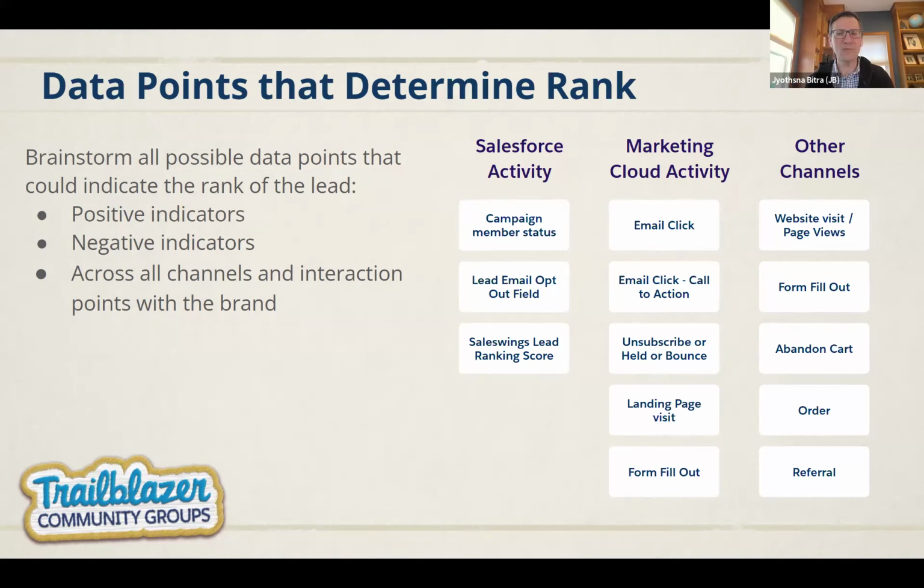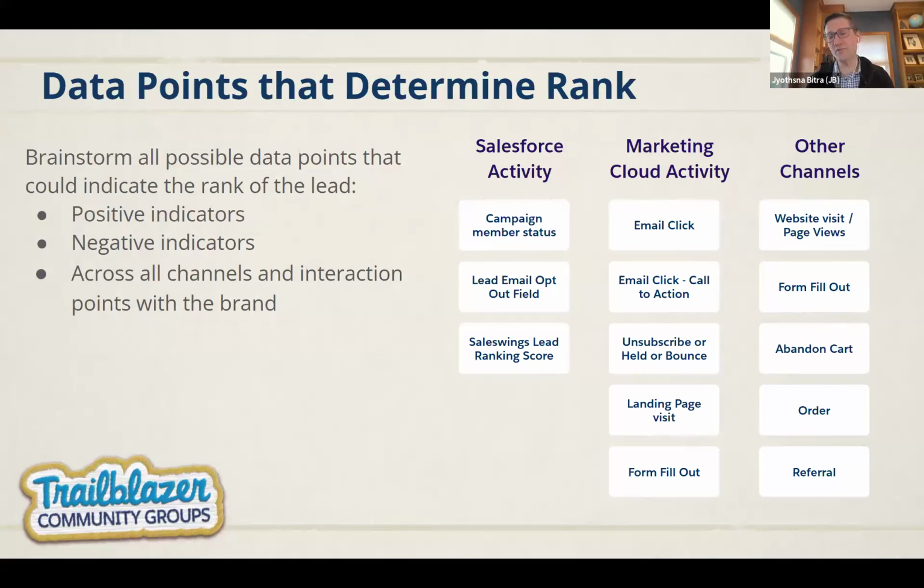On the Marketing Cloud side, we're probably all familiar with those engagement stats. Typically you want to start with clicks, possibly opens, but as we all know, opens can be tricky as an exact indicator. So typically clicks are where you start. There are a couple of different variations of clicks that we'll talk about today. And again, unsubscribes and subscriber status can determine that.